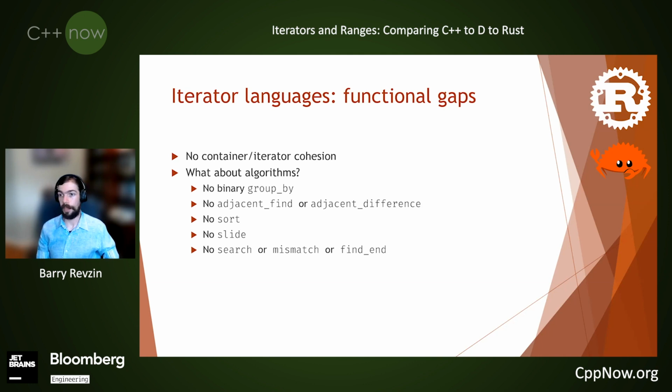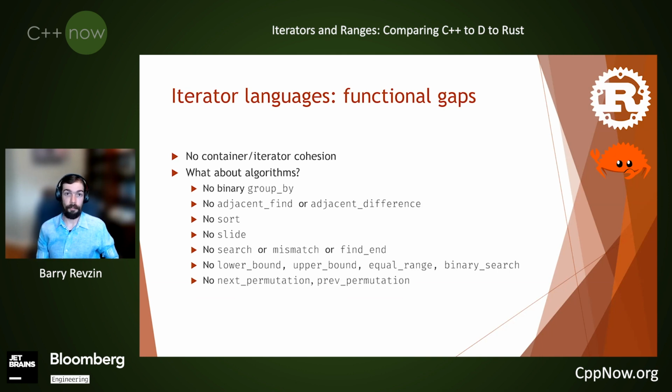So there's no search, there's no mismatch, there's no find n. Similarly, there's no way to do lower bound or upper bound or equal range or binary search, any of these kinds of algorithms that involve random steps, because there's no random step. You can only step one element at a time. Because you can't visit multiple elements at a time, there's no way to do next permutation or prev permutation, which might need to go back and forth across the range many times. You can't do that. There's no stable partition, and especially depressing to the C++ algorithms community is that there's no way to rotate. That's definitely not a rotate in Rust.